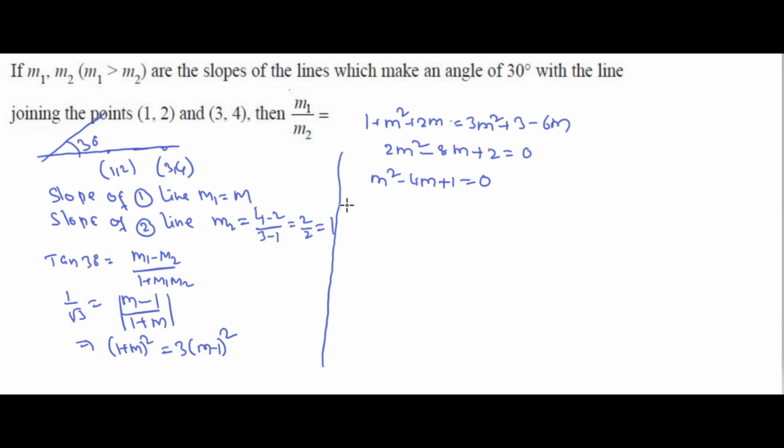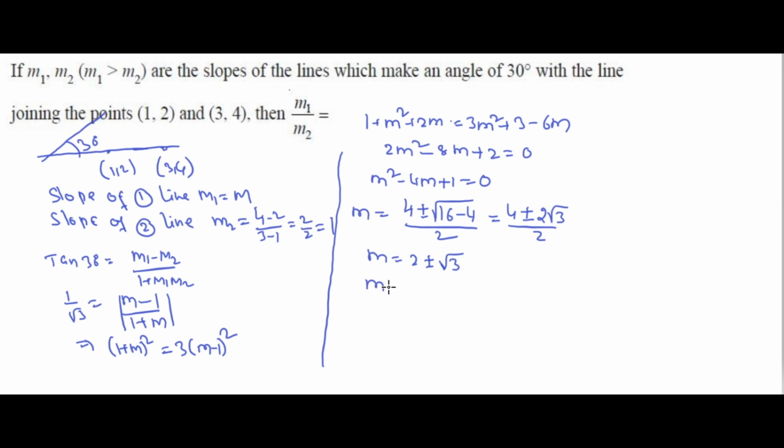This is a quadratic equation in m. Therefore m value is minus b plus or minus under root of b square minus 4ac by 2a. That is minus b is 4, plus or minus under root of b square 16 minus 4ac, that is 4, by 2a is 2, that is 4 plus or minus root of 16 minus 4, root 12. Root 12 value is 2 root 3 by 2. Therefore m is equal to 2 plus or minus root 3.